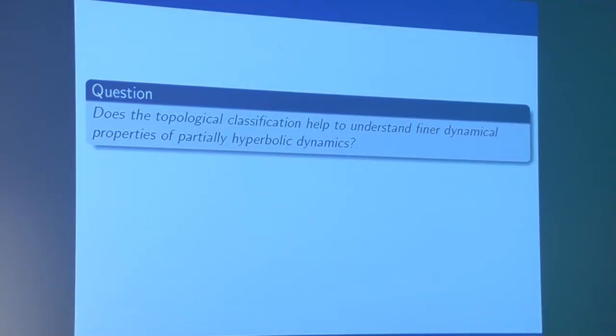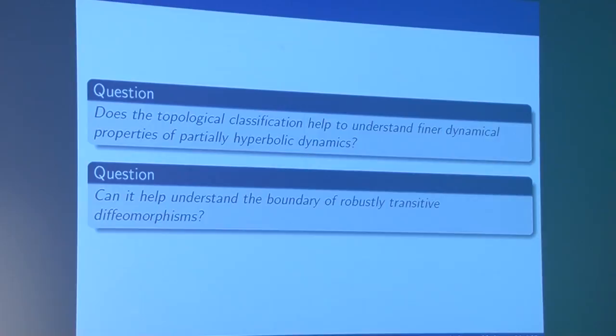And finally, a more open-ended question is, using this topological classification, or maybe changing it, within a topological class of examples, can we understand what the boundary of robustly transitive diffeomorphisms looks like? And a very naive question I put in the survey, but I'm not sure, is whether, for example, it is true that the maximal entropy measure in the boundary should have zero Lyapunov exponents? And so that's it. Thank you very much.